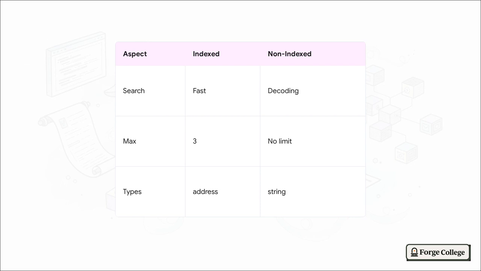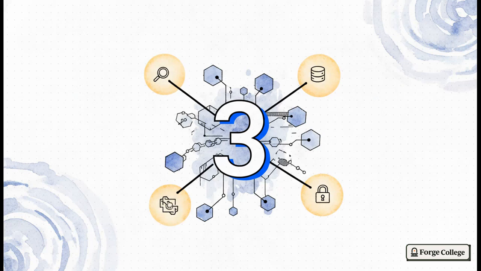It's basically your data payload. It's slightly cheaper on log overhead, which makes it perfect for long text descriptions or massive chunks of data that you just want to read once you've already found the event. But here's the catch. You can't just index everything to make it fast. Remember this magic number, 3. Solidity strictly limits you to a maximum of 3 indexed parameters per event. That's the hard cap. It basically forces you to be a highly efficient engineer, making you prioritize exactly which 3 pieces of data are absolutely crucial for searchability.